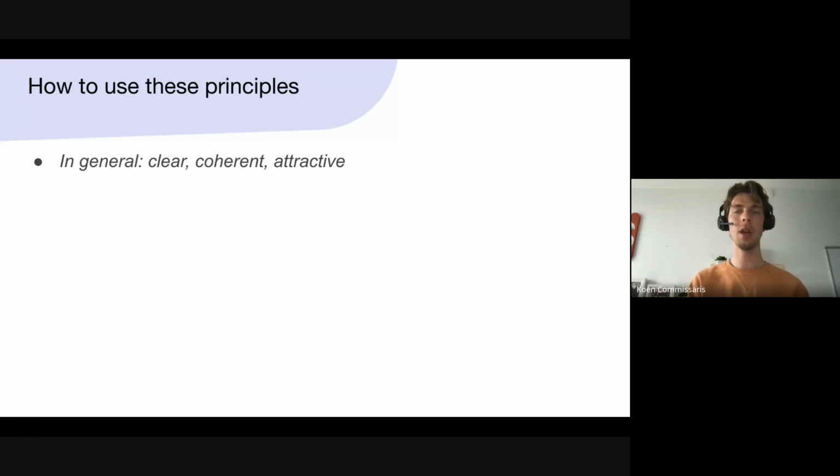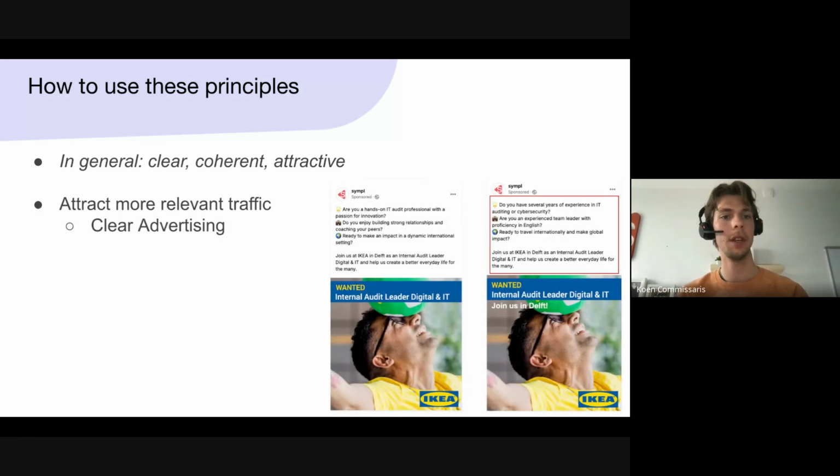As we have already discussed, the targeting options nowadays are somewhat more limited than a few years ago. Therefore, the first advice that we would give you is to have very clear advertising to be able to attract more relevant traffic.